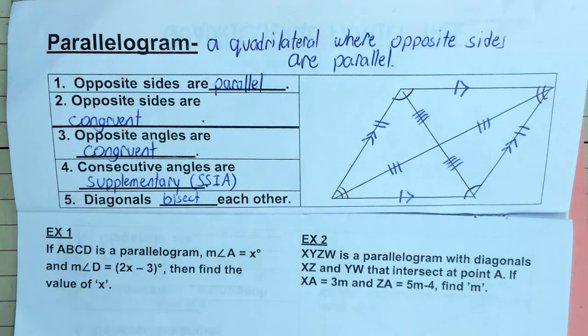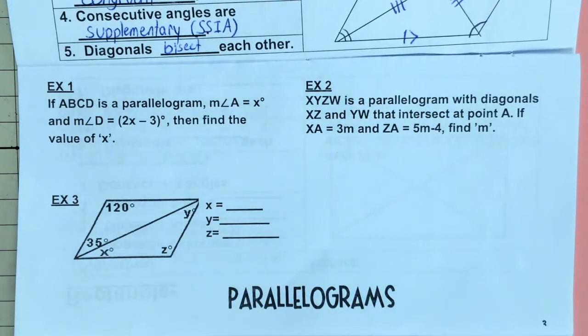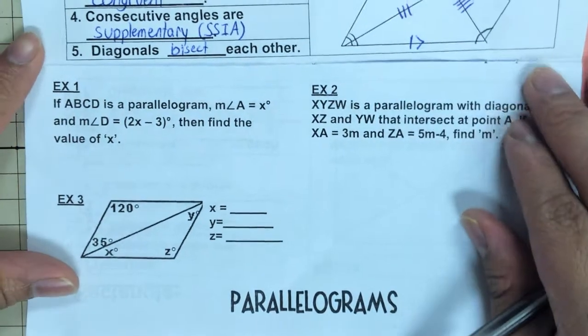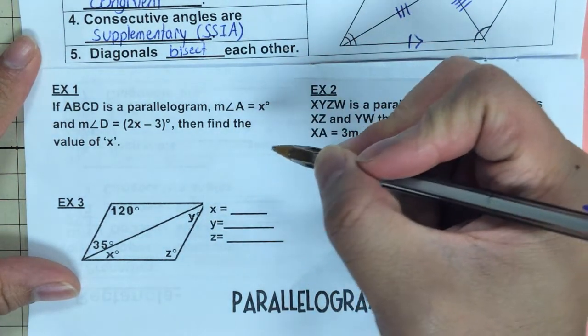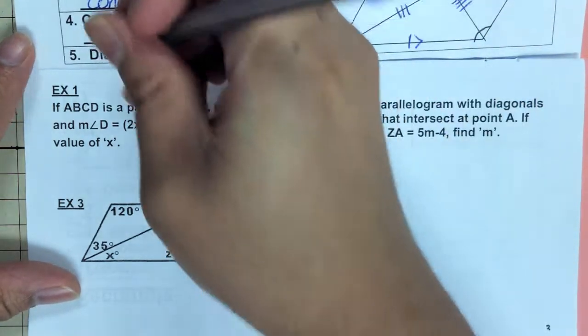Alright. I'll do a few examples over here and wrap this up. Example 1. Example 1 does not have a picture. So we have ABCD, which is a parallelogram. Let's go and draw that picture.